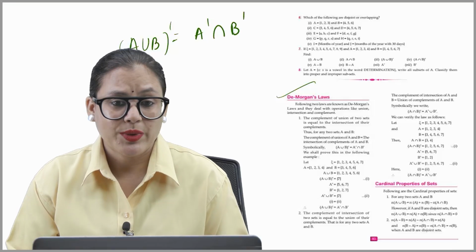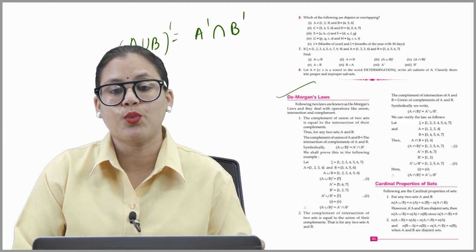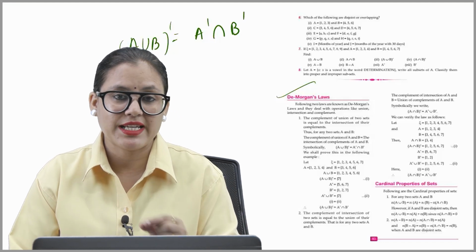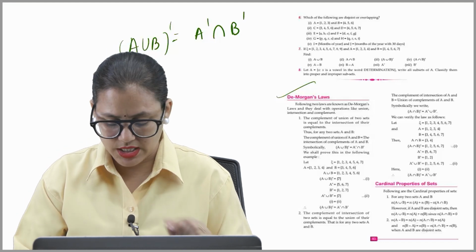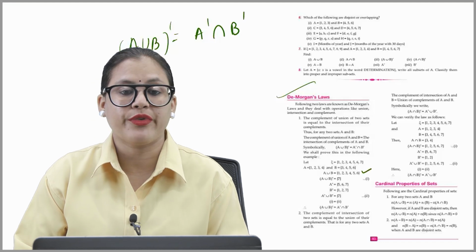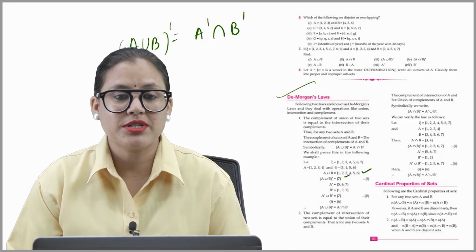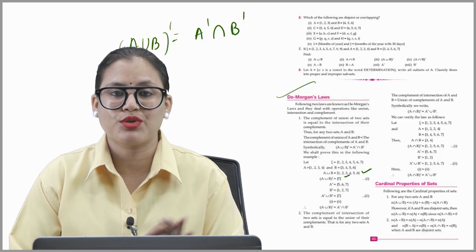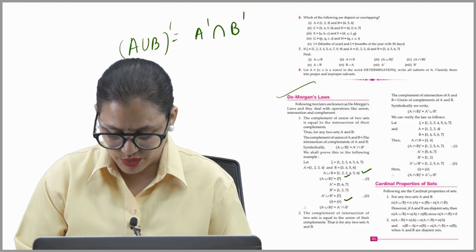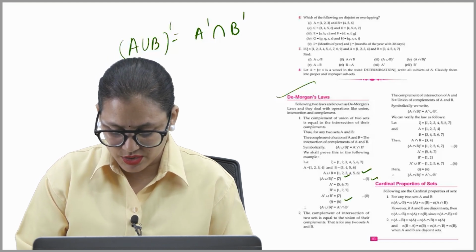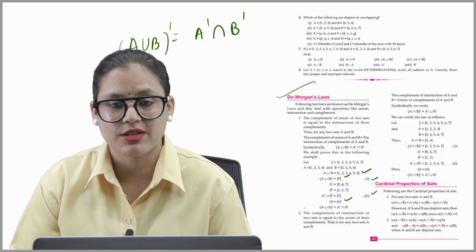Okay. So, we shall prove this in the following example. Let the universal set be 1, 2, 3, 4, 5, 6, 7. Let A be 1, 2, 3, 4 and B be 3, 4, 5, 6. So, A union B is what? A union B is 1, 2, 3, 4, 5, 6 and (A union B) dash is 7. A dash is 5, 6 and 7 and B dash is 1, 2, 7. So, A dash intersection B dash is 7. So, from 1 and 2, (A union B) dash is equal to A dash intersection B dash.